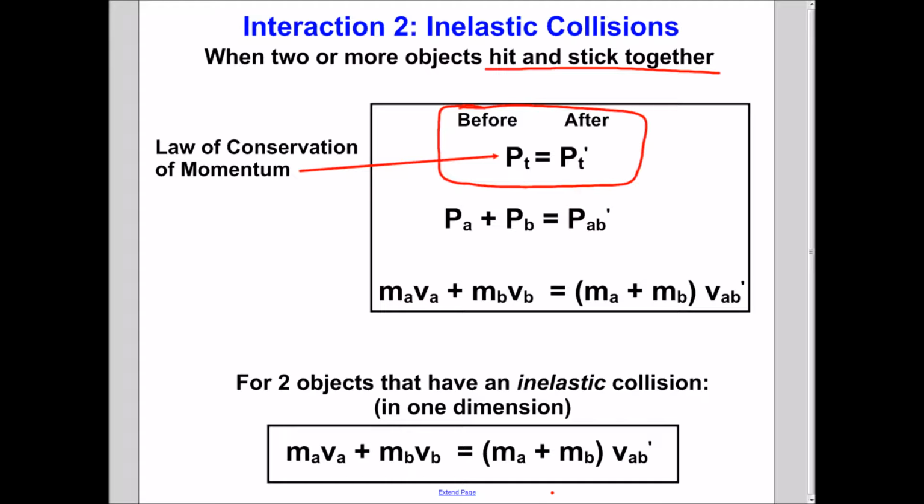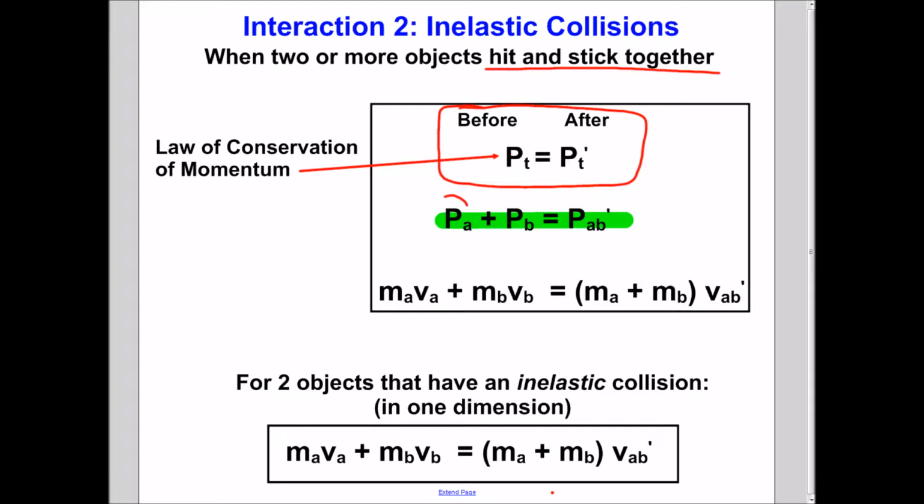A way of writing the law of conservation of momentum here would be like so, where I basically say that the momentum of object A plus the momentum of object B would equal the total momentum in the system. That would be equal to the total momentum of both of them stuck together afterwards.